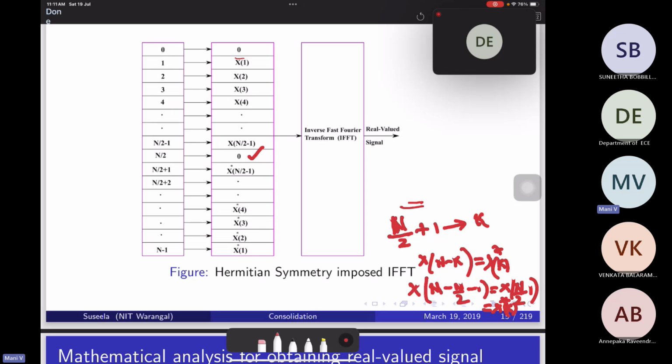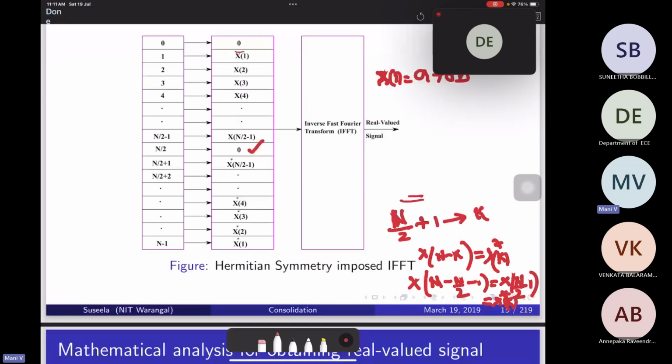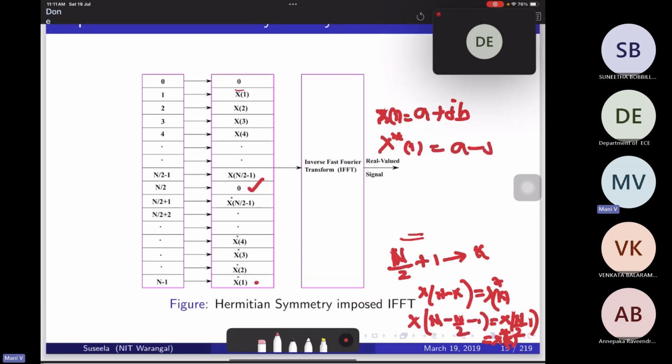Okay. So do you know what is conjugation? Suppose my x of 1 is a plus j beta. Now where is my x of n? X of n is at the end. So what am I supposed to give at this conjugate value? So the x conjugate of 1 is what? It is a minus j beta. Like that we are giving the symbols.